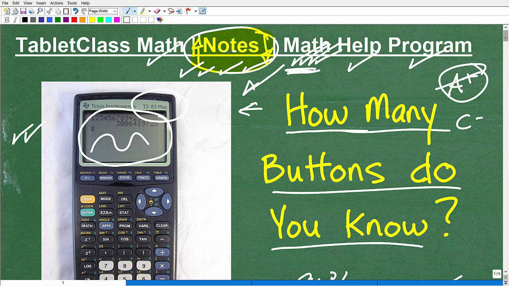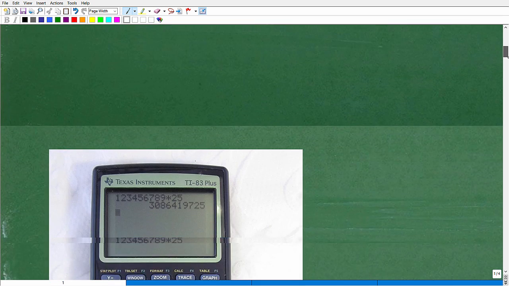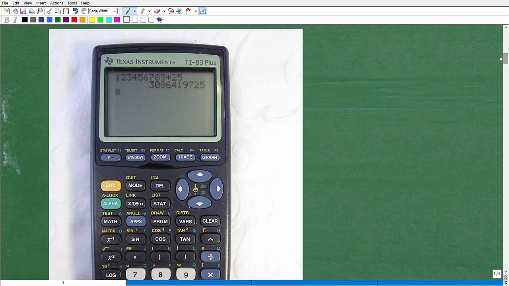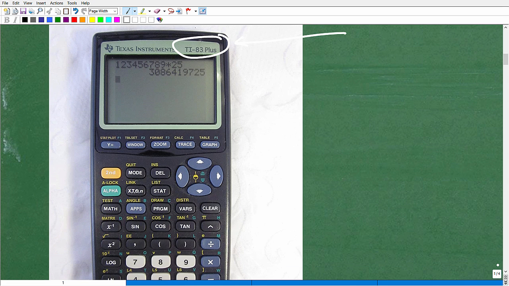All right, let's go ahead and talk about these buttons. I'm going to show you a bigger view here of our lovely TI-83. Matter of fact, you can probably get a used one on eBay or whatever site they sell on, Amazon. That's still a great calculator.